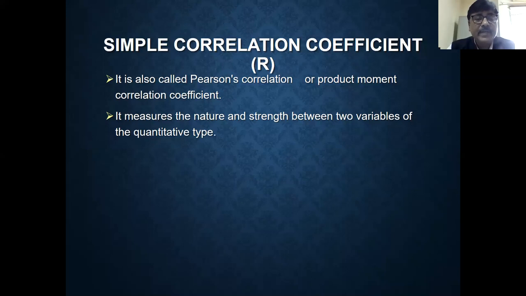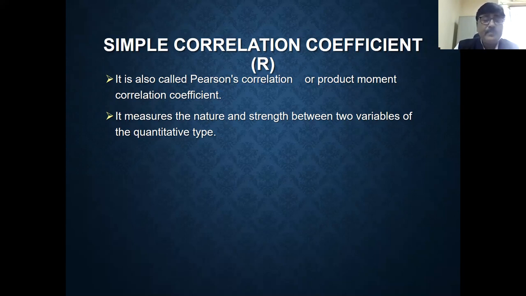And you know, it measures the nature and strength of the relationship between two variables. Nature means the positive or negative nature of the data, and strength means how strong the relationship is between both variables, age and blood pressure. Generally, as age increases, blood pressure increases; both are increasing. Age is directly proportional to blood pressure, and both increase simultaneously.